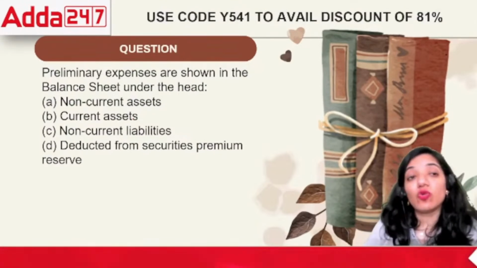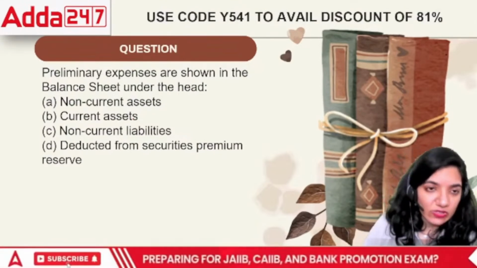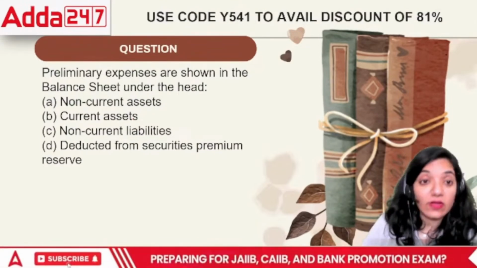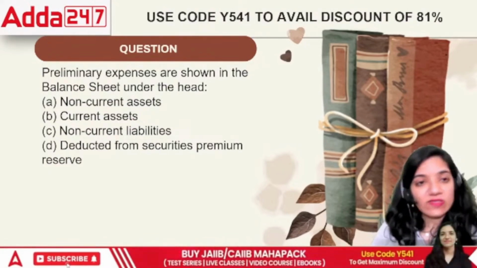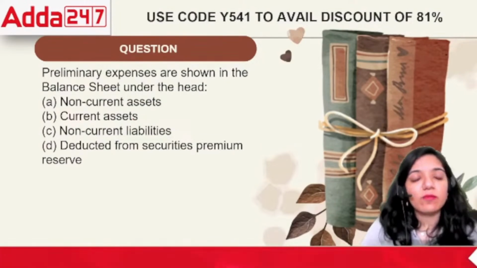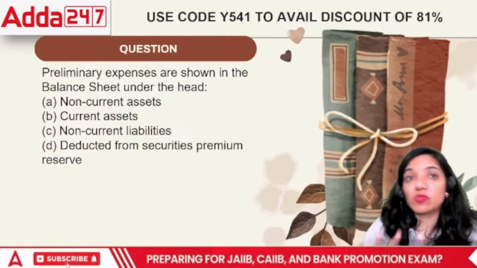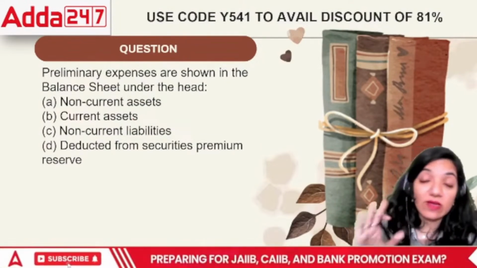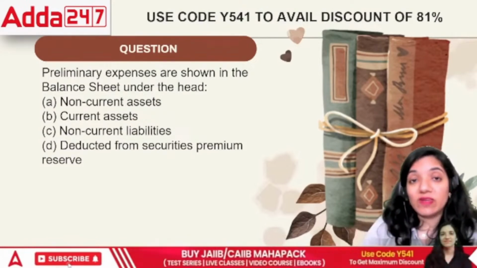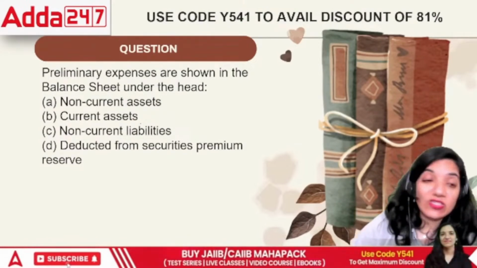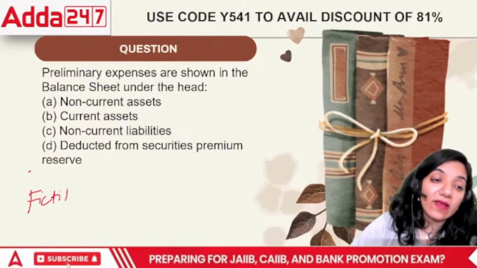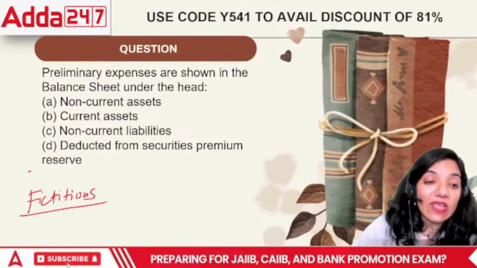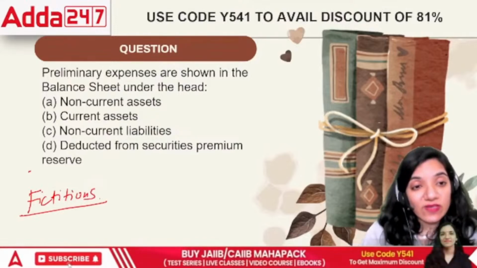Preliminary expenses are shown in the balance sheet as under: non-current asset, current assets, non-current liabilities, or current liabilities, everyone. If I talk about this area, preliminary expenses are basically what we call a fictitious asset. It's not a proper asset, it is not a tangible asset, it's a fictitious asset. It just exists in the books, but overall it has already been done long back, even before the making of the business itself. So it is a fictitious asset.